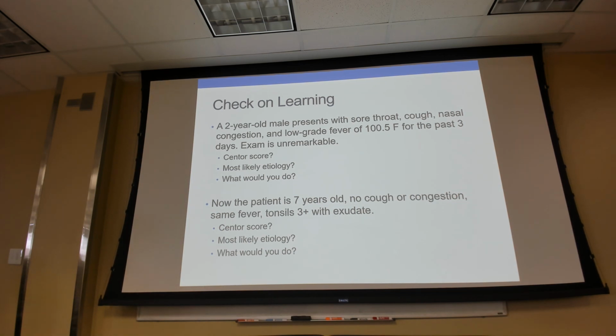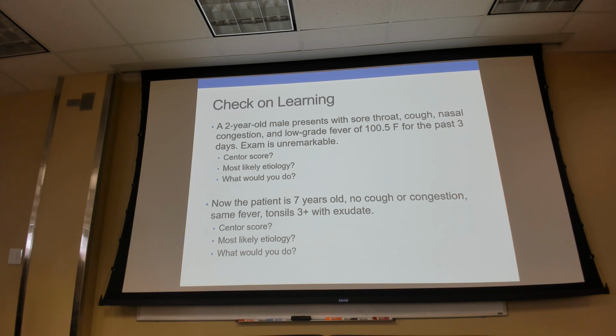Did they get a score for their age? Nope. Do they get a score for having a sore throat? Nope. Do you get one for having a cough? No. Do you get one for nasal congestion? No. Do you get one for a fever of 100.5? The Centor score is 1. What's your most likely etiology? Viral. What are you going to do for this kid? Supportive care.